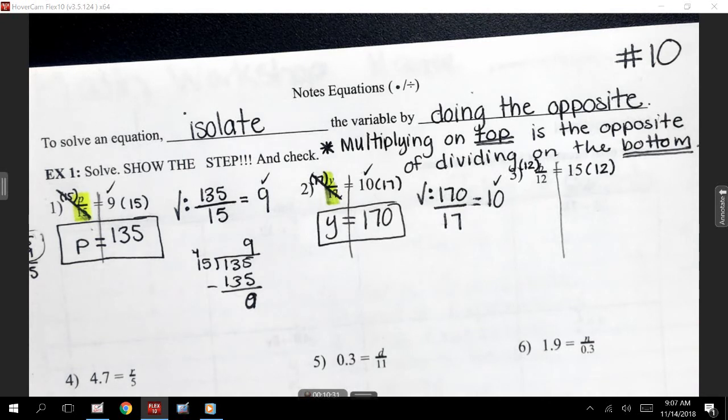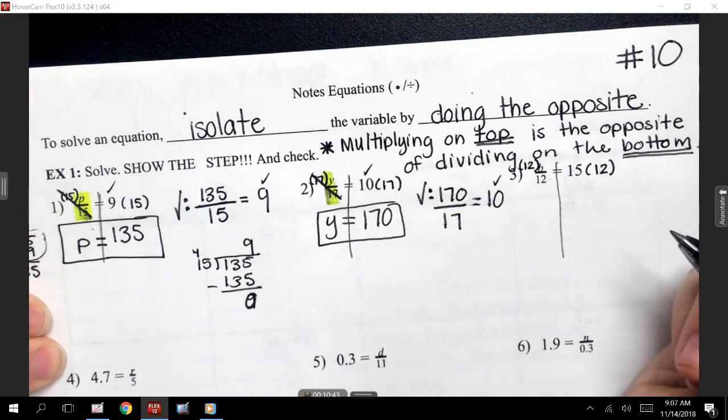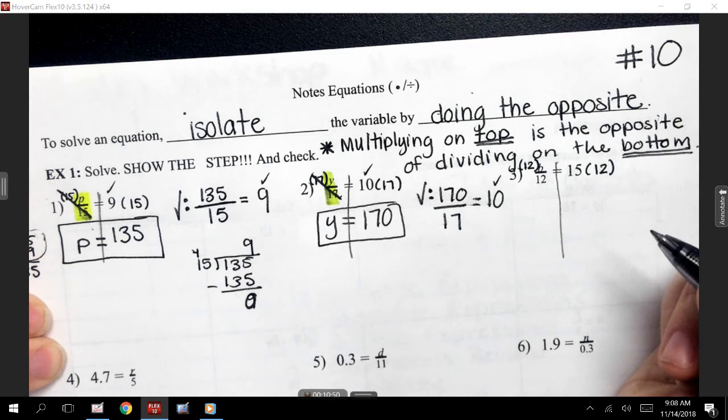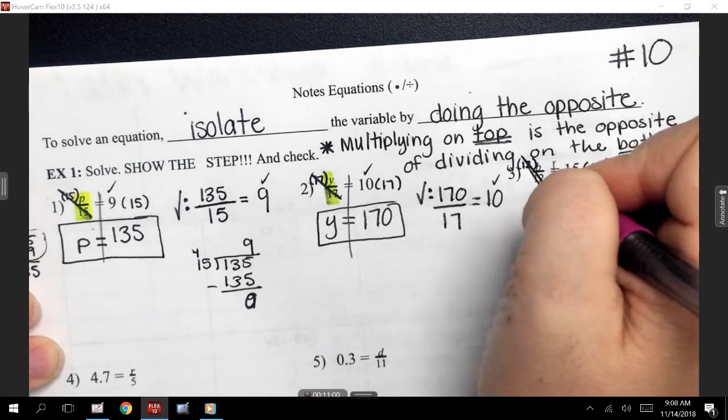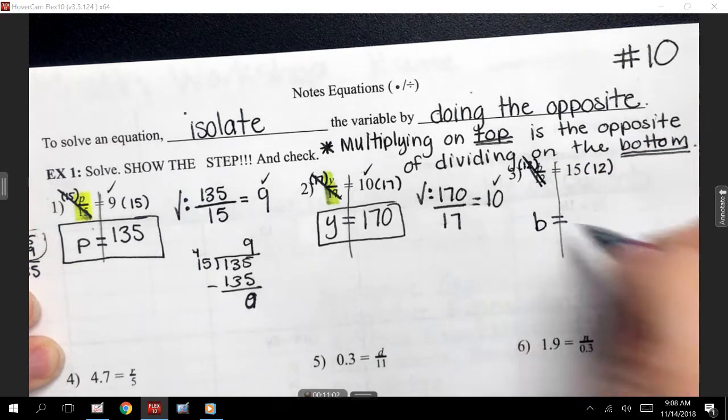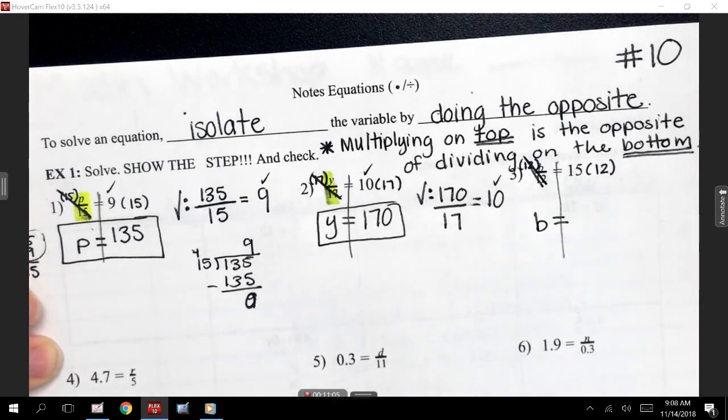All right. What's going to happen to my 12 on top and 12 on bottom? You have to multiply 12 on both. What am I going to do with that 12 on top and 12 on bottom? Mark it out and bring the B down. Yeah, they're going to mark out, and I'm just going to bring down B. Equals? And now we got to do 15 times 12.